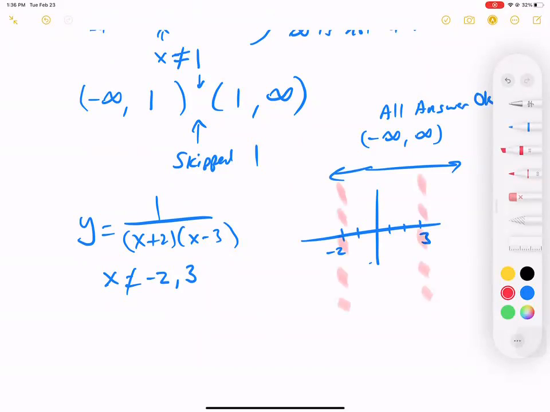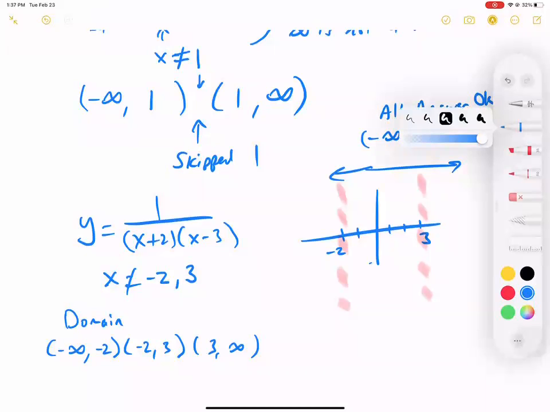So how are we going to write our domain? So the domain is from -infinity, we start all the way on the left, to -2, stop, from -2 to 3, stop, and then from 3 to infinity, stop. And this looks super confusing when you first learn it. But I'm going to show you on the number line why it's not confusing.